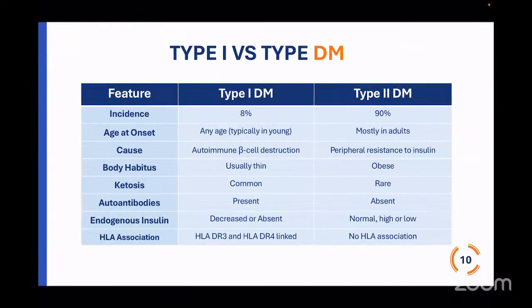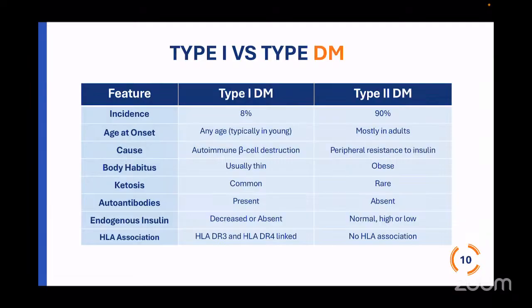This is a quick comparison between type 1 and type 2 diabetes. The incidence is higher, as we said, in type 2 diabetes, which is the most common. As for age of onset, type 1 can occur at any age but typically presents in young people and children, and type 2 presents in adults. The cause of type 1, as we said, is autoimmune beta cell destruction, while in type 2 the cause is peripheral resistance to insulin. People with type 1 diabetes are usually thin, while people with type 2 diabetes are usually obese.